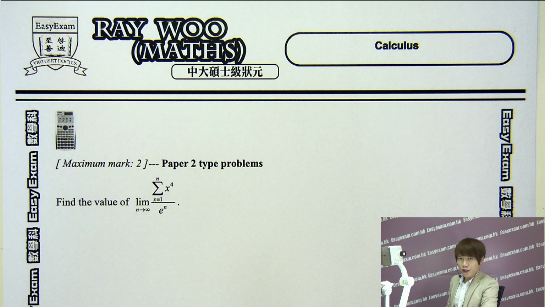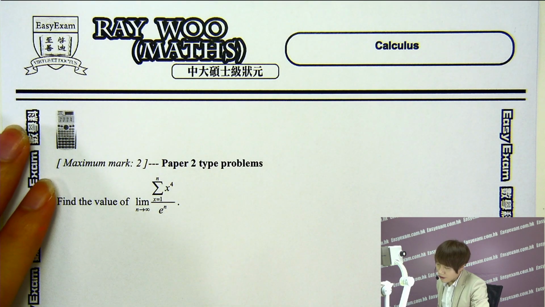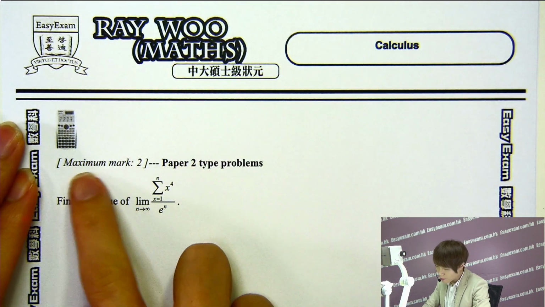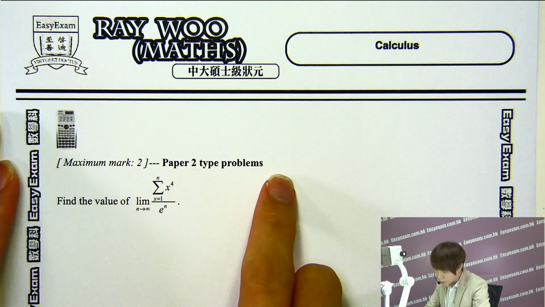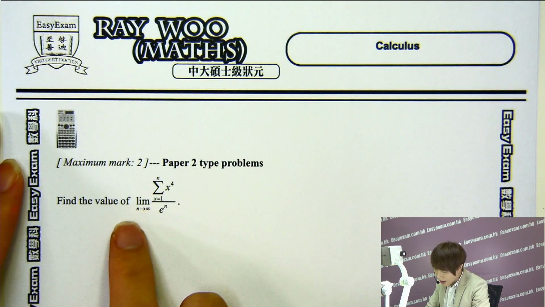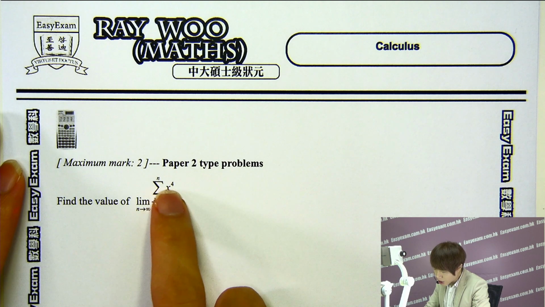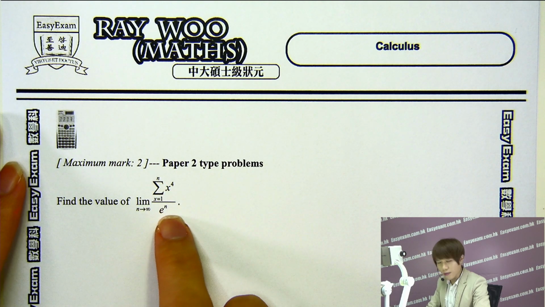Today I'm going to show you how to use my magical trick to KO this problem without any thinking and calculation. So here we go. So let's take a look at this calculus problem with maximum mark 2 and belongs to paper 2. Find the value of limit n tends to infinity, summation x equal to 1 to n, x to the power 4 over e to the power n.